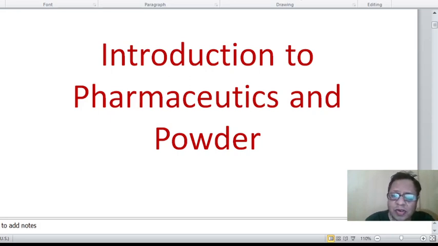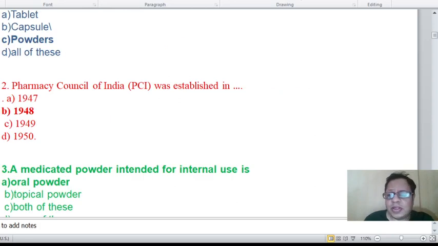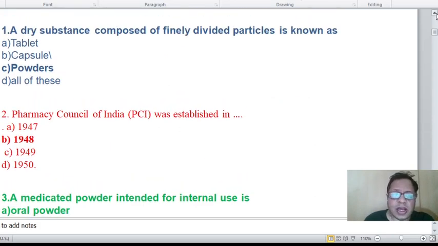It's my small effort for you people to understand how the questions normally come, how easily you can solve them and get very good marks in your exam. Apart from it, you can understand the concepts of this subject pretty well. So let us start with some of the questions and enjoy this session of pharmaceutics. Question number one here is asking about a dry substance which is composed of finely divided particles is known as what?